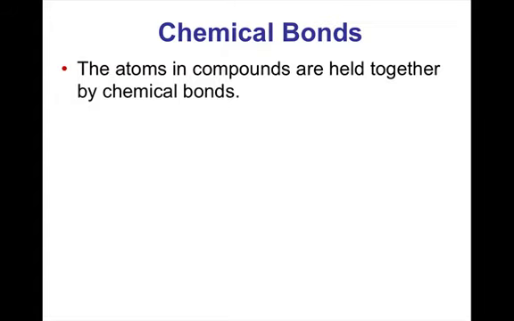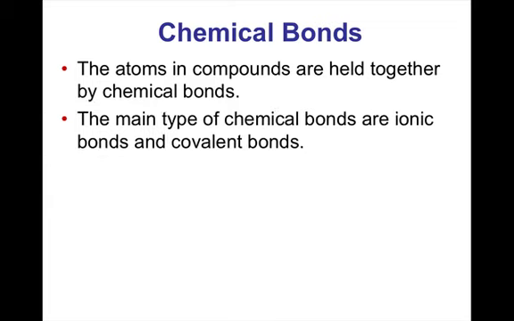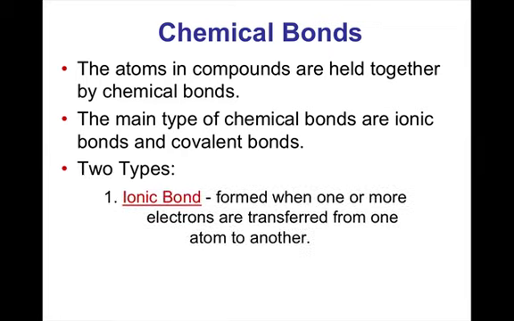All right. Back to the different types of chemical bonds. The two types are going to be ionic bonds and covalent bonds. You remember these from physical science. Ionic bonds are formed when one or more electrons are transferred from one atom to another. So once again, in an ionic bond, they are transferred from one atom to another.